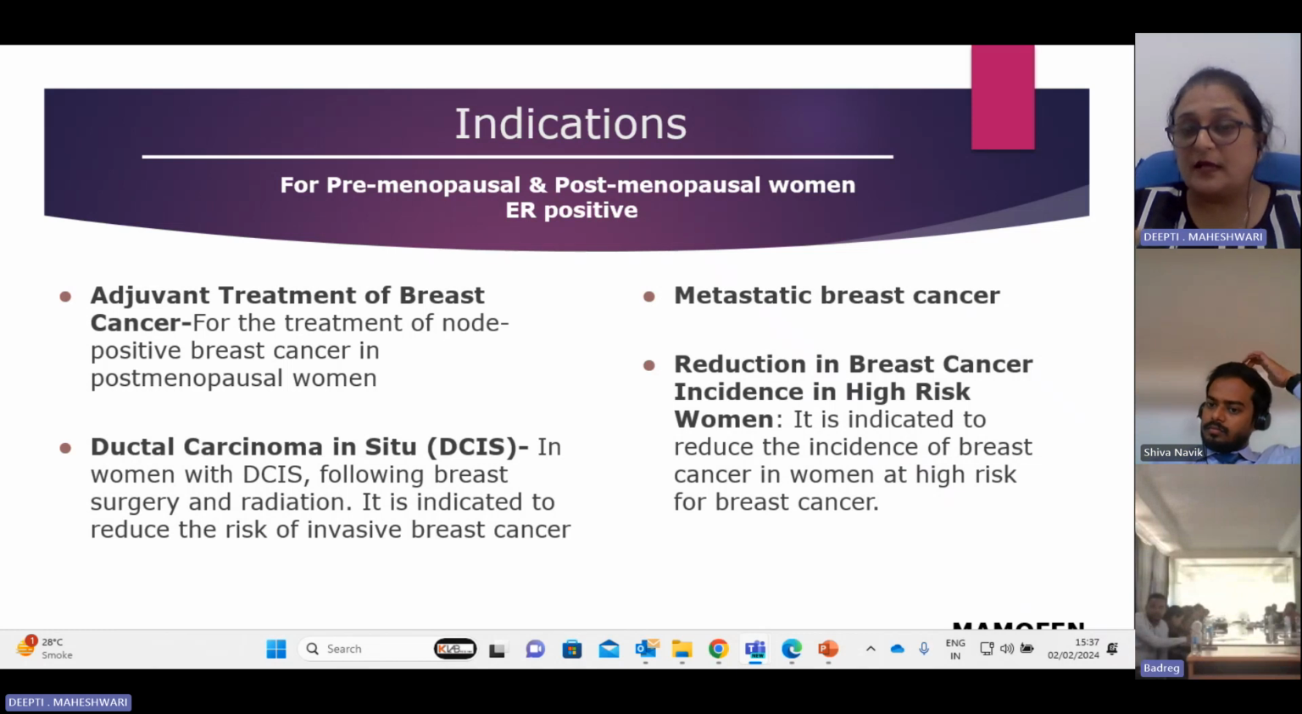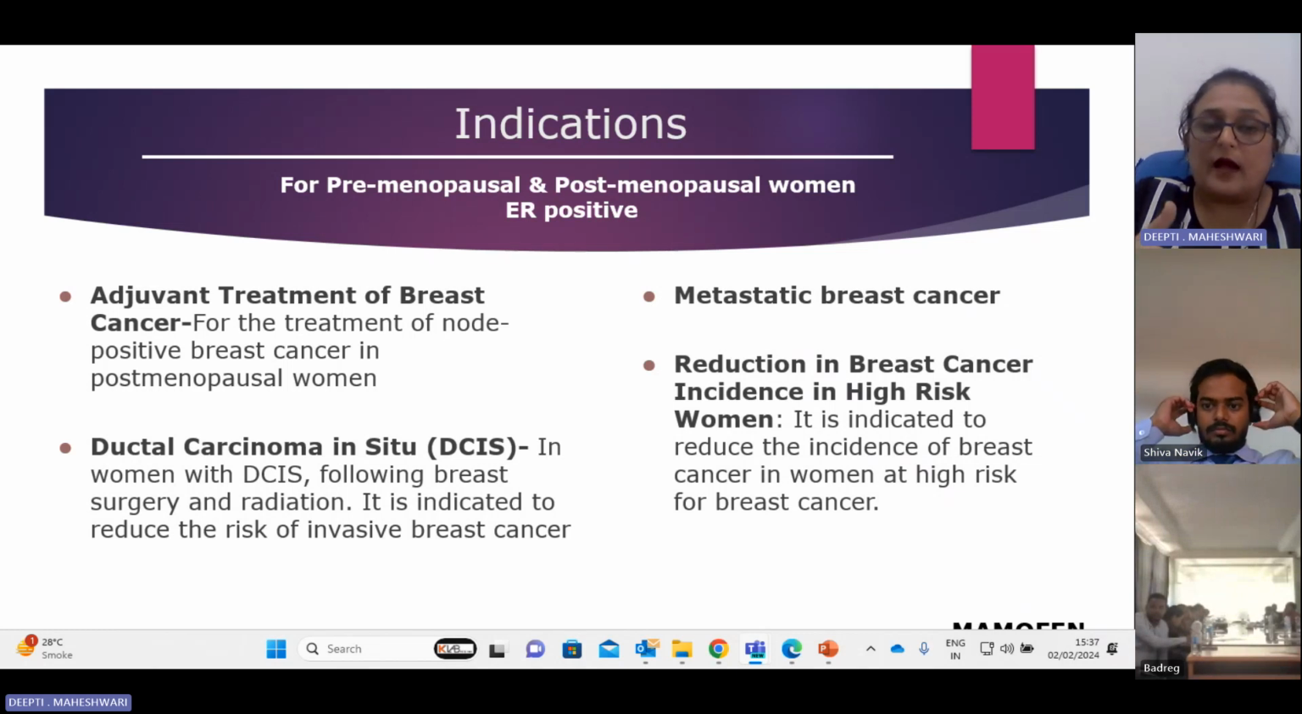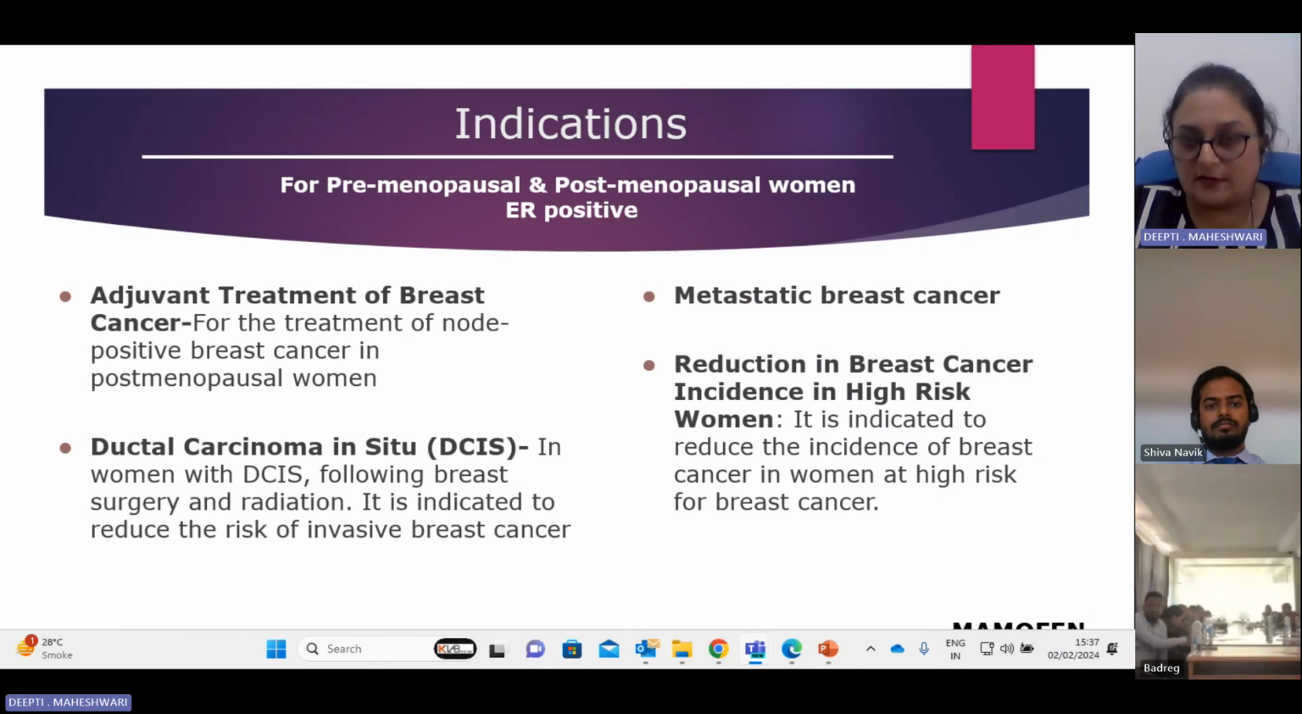Reducing the risk of invasive means it is not allowing the carcinoma or the cancer cells to spread to the nearby tissues, because now it is in situ. As I told you, when it progresses, it will become invasive. What do you mean by invasive? It will spread to the nearby tissues, right? So by giving tamoxifen, you will treat DCIS plus you will not allow the DCIS to progress to the nearby tissues. Okay, so there tamoxifen is given.